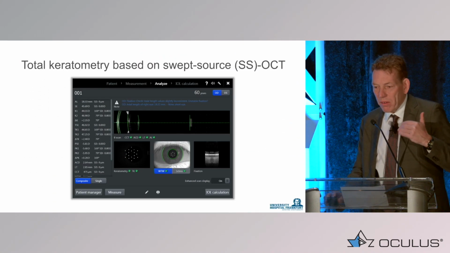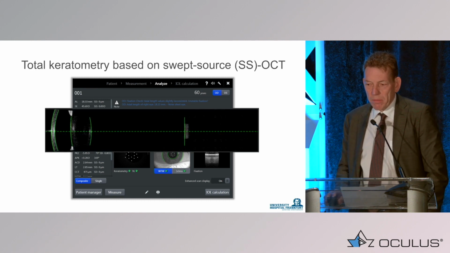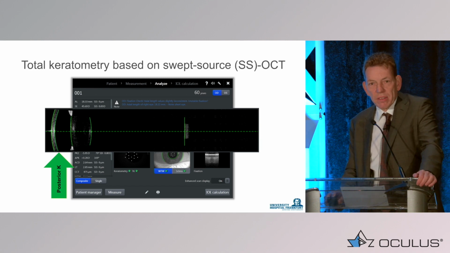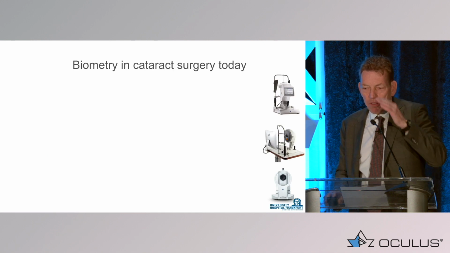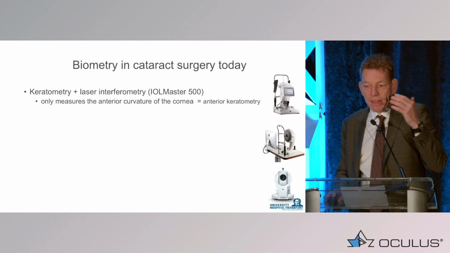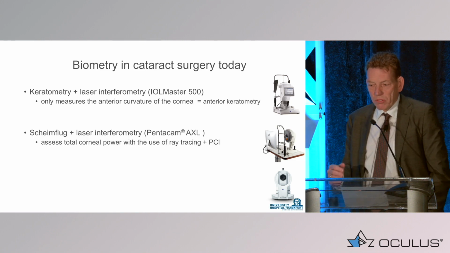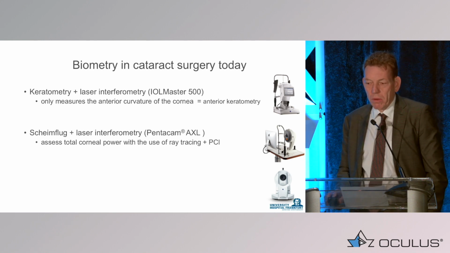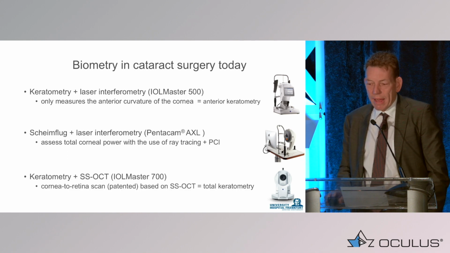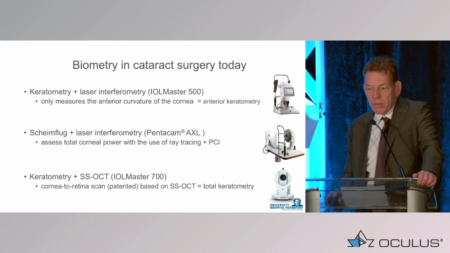Next there is total keratometry based on swept-source OCT. As you can see, this technology is also coming, and you see here the posterior cornea taken with this device, which is the IOL Master 700. If you look at biometry in cataract today, we have keratometry and laser interferometry in the IOL Master 500, which only measures the anterior curvature of the cornea. The next step was the Scheimpflug with laser interferometry when the Pentacam AXL was introduced, assessing total corneal power with the use of ray tracing and PCI. And finally, as I just pointed out, keratometry with swept-source OCT technology.